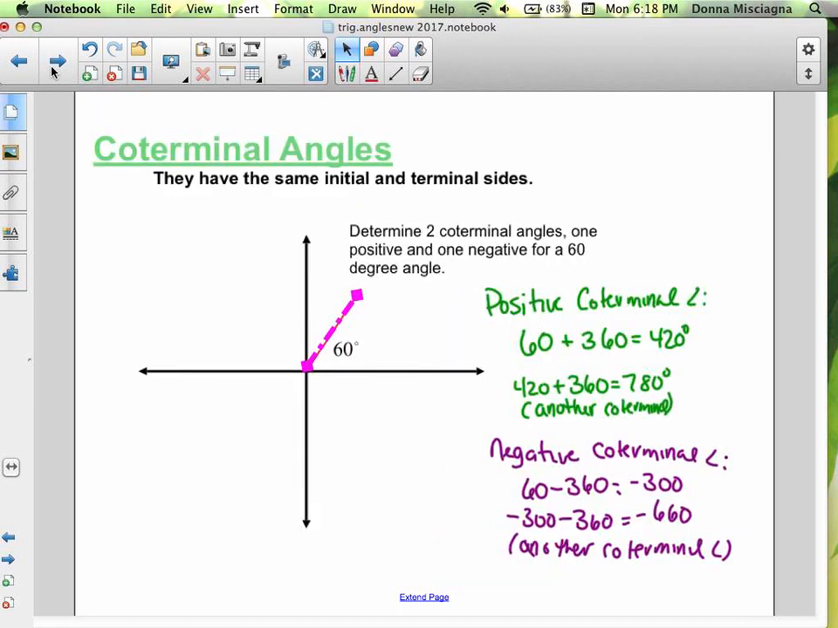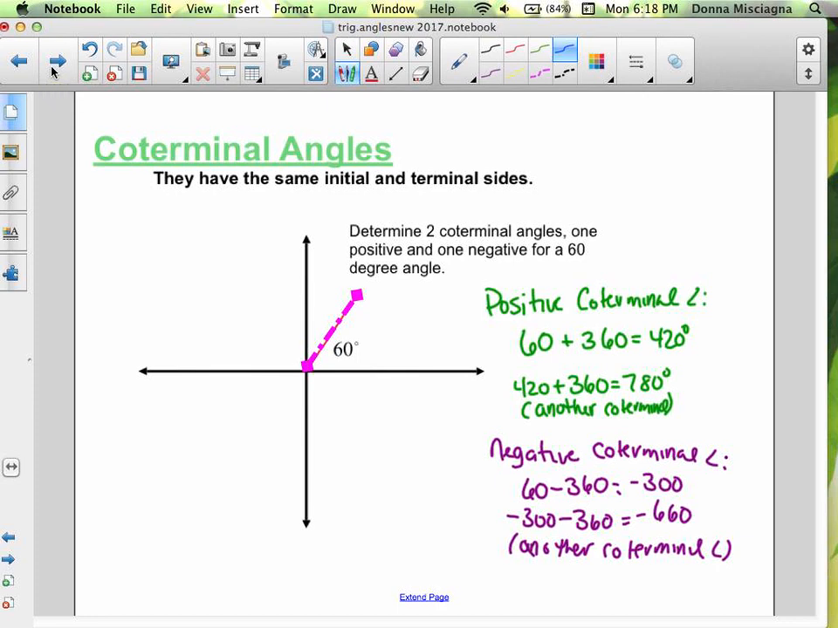All right, so here we have one. This is the one I have in your notes. We have a 60 degree angle there. To get the positive coterminal angle, we just add 360, and you can add what I have in there in green and purple. So we get 420 degrees. If you wanted another one, you could just add 360 again. So there's two coterminal angles, and you can write them both down. 420 and 780, they're both coterminal to 60.